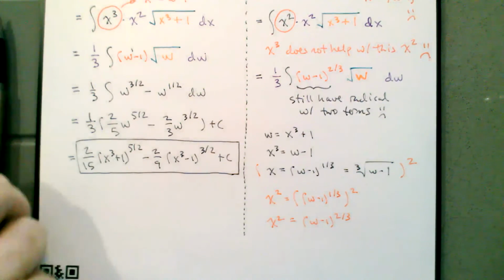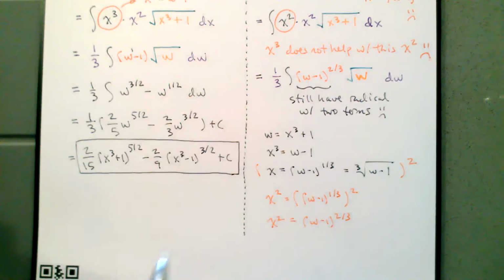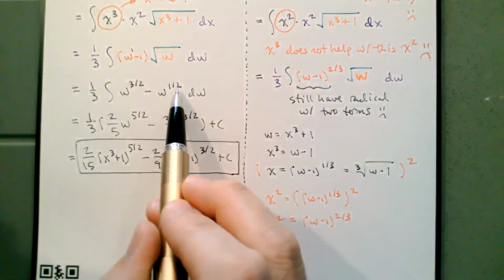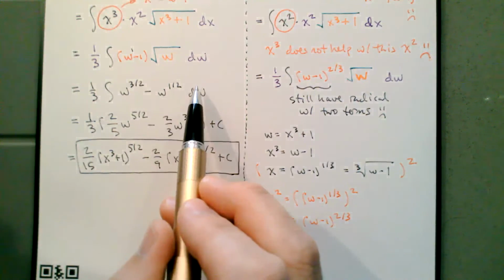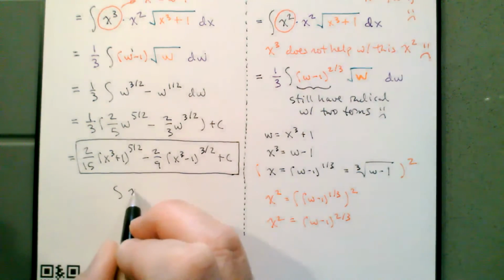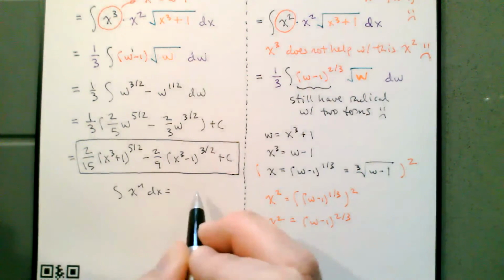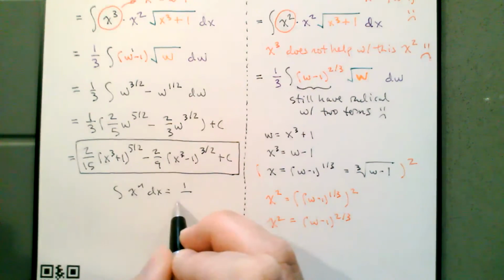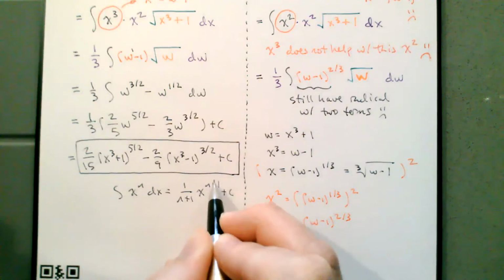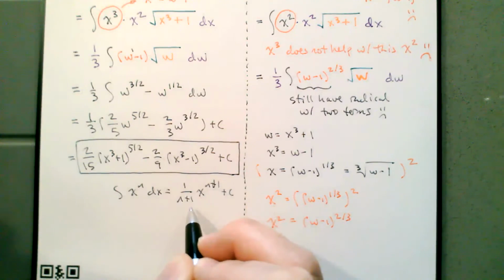Unless the question was over here on the left, this 2/3, when we integrate something, we have w to the 1/2 power. So we add 1 to the exponent and divide by the new exponent. The integral of x to the n dx is 1 over n plus 1 times x to the n plus 1 plus c.